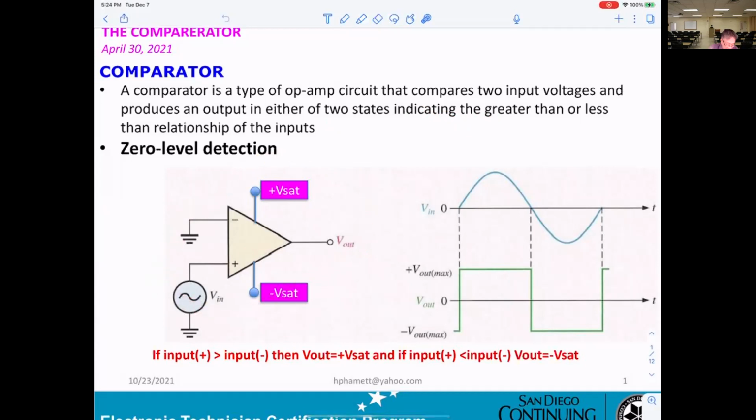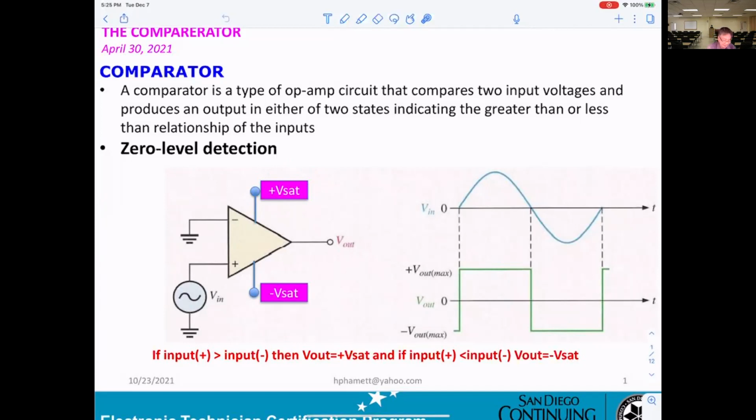Okay, they compare the positive input to the negative input. You see which one will be higher. If the positive input is higher than the negative input, the output will go into positive V saturation. Okay, you understand op-amp saturation? The V saturation will be around 1.4 volts less than the power supply voltage.